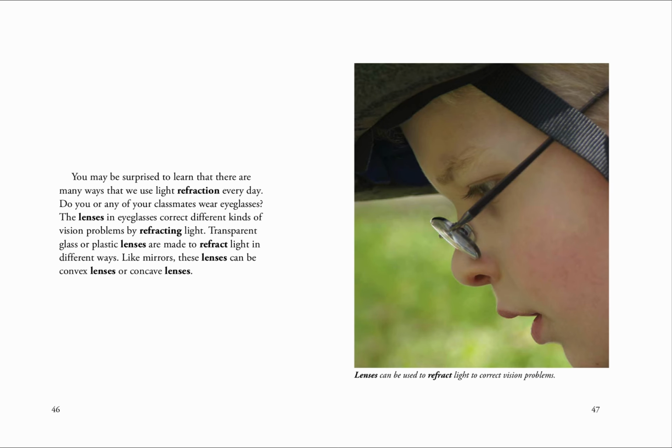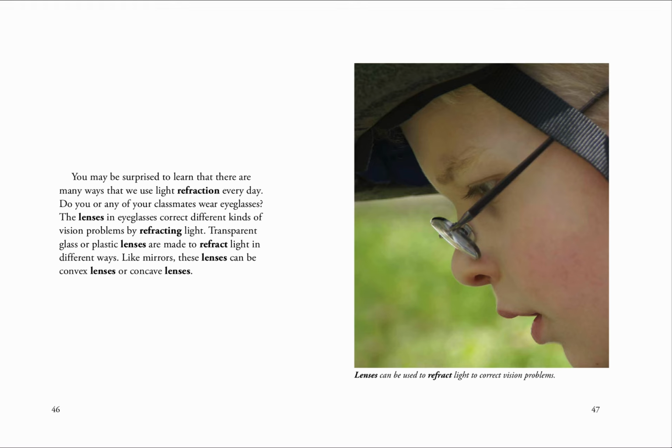You may be surprised to learn that there are many ways that we use light refraction every day. Do you or any of your classmates wear eyeglasses? The lenses in eyeglasses correct different kinds of vision problems by refracting light. Transparent glass or plastic lenses are made to refract light in different ways. Like mirrors, these lenses can be convex lenses or concave lenses. So we have our picture.